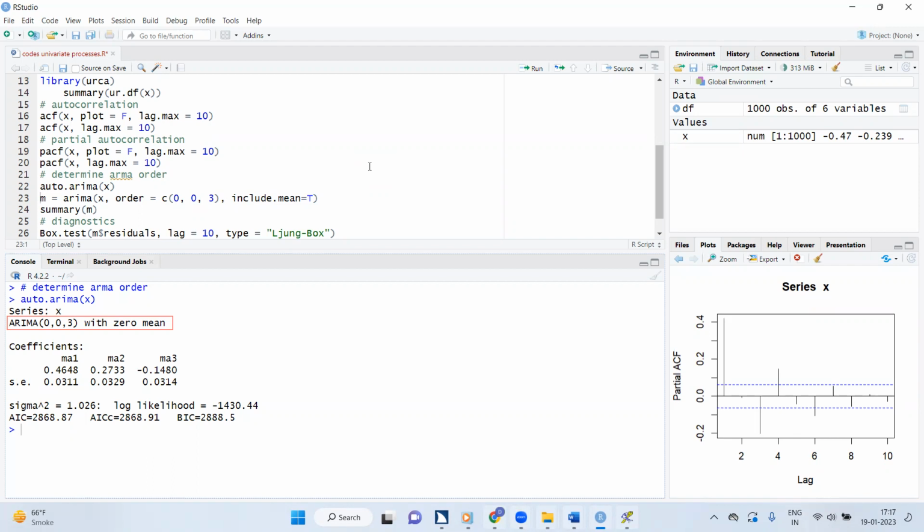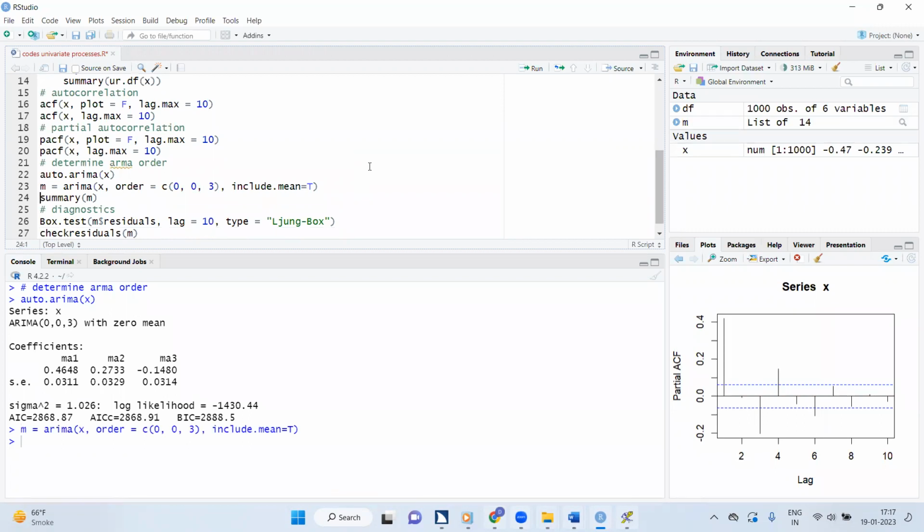Okay, so we can now develop this model. Let's make this model M equals to ARIMA followed by the name of the data set, and then we specify the order. Order equals to c(0,0,3). And if you want to include the intercept, you may include it. This T means true. You can write the entire word TRUE all in caps, or you can write simply capital F or the complete FALSE all in caps. So just run the model and you can then run the summary.